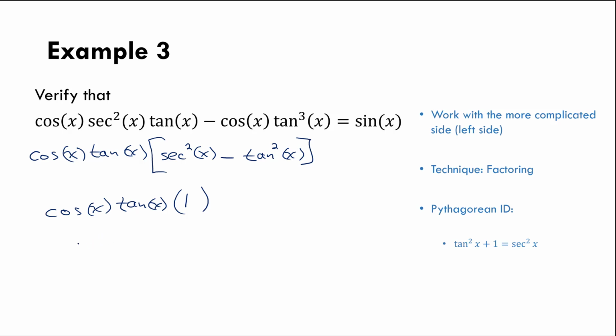And we know that we can rewrite tangent of x as sine over cosine. So I'm going to rewrite this as sine of x over cosine of x. And we see that our cosines cancel out, and we're left with just sine of x, which was the right-hand side of our equation, so that checks out.